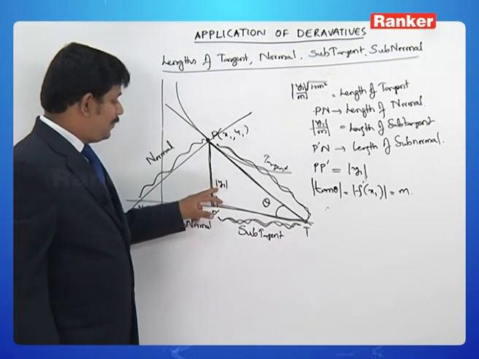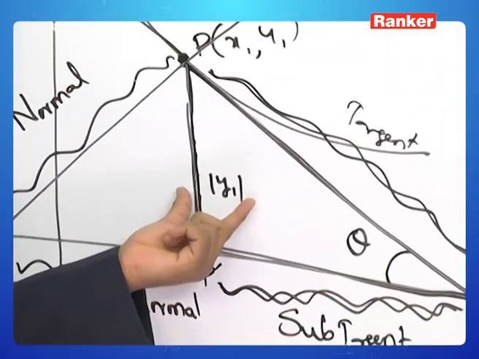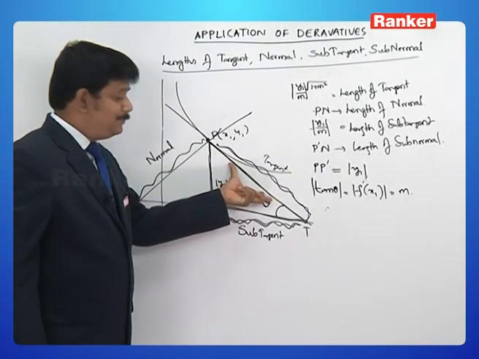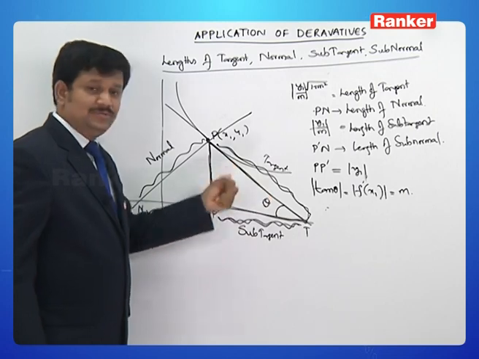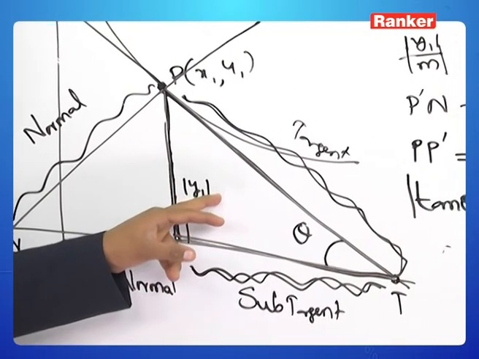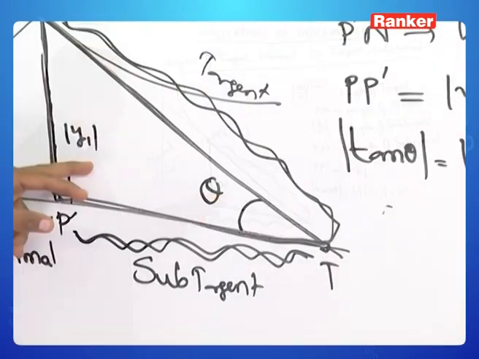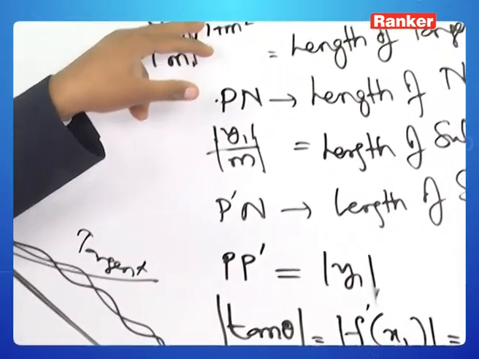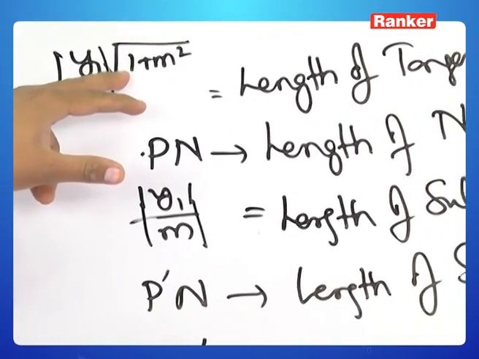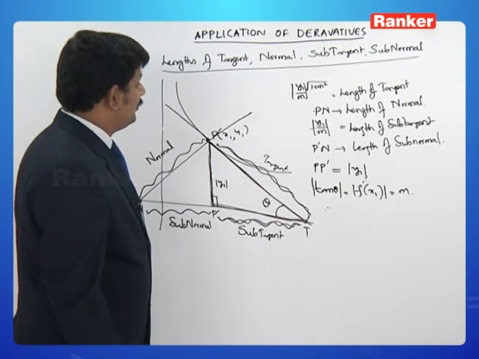Let us look at it once again. Observe the triangle P'PT. Mod y1, the ordinate, is the opposite side to theta, and the length of the tangent PT is the hypotenuse of this triangle. The hypotenuse is given by opposite side divided by sin theta, and sin theta value is tan theta by secant theta, which is m over root over 1 plus m square. So length of the tangent is mod y1 by m root over 1 plus m square.